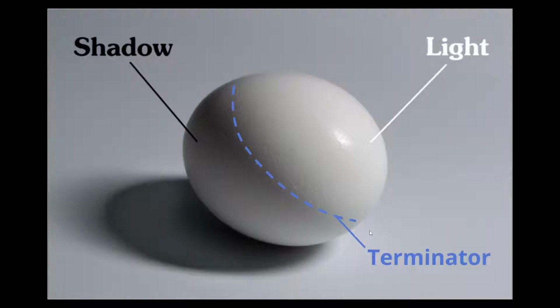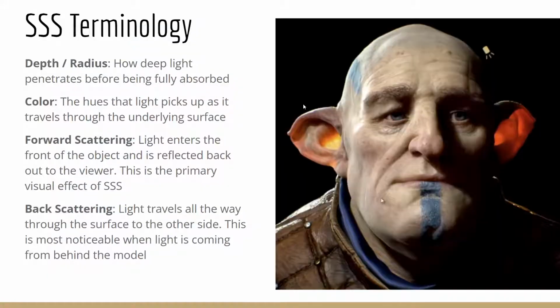And so that terminator is that transition into the shadow area. So when we have subsurface scattering on something, we're blurring or smoothing or reducing the contrast between that light side and that shadow side across the terminator.